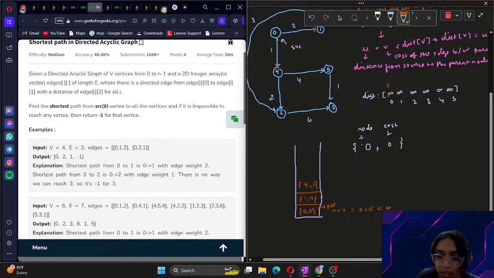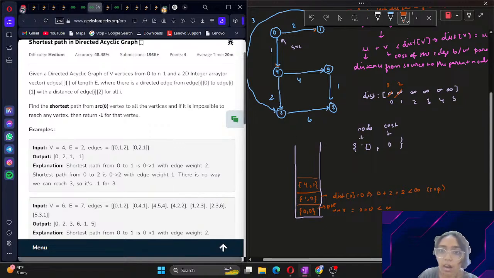Right. So now we have the parent node of 1 is 0 and the distance of the parent at 0 is 0. So 0 plus cost of the edge is 2, which is 2 less than infinity. So we're gonna update this to 2. And then we're gonna pop it out.